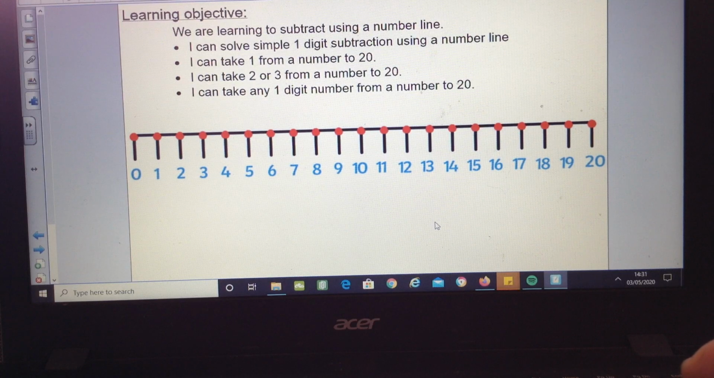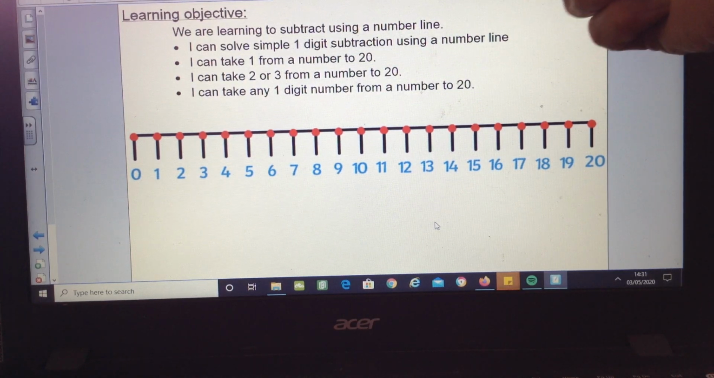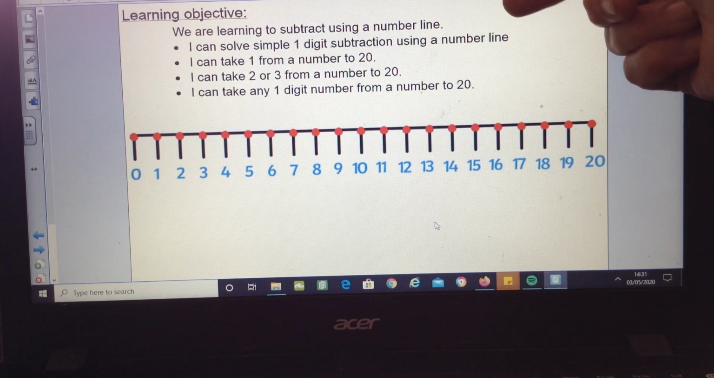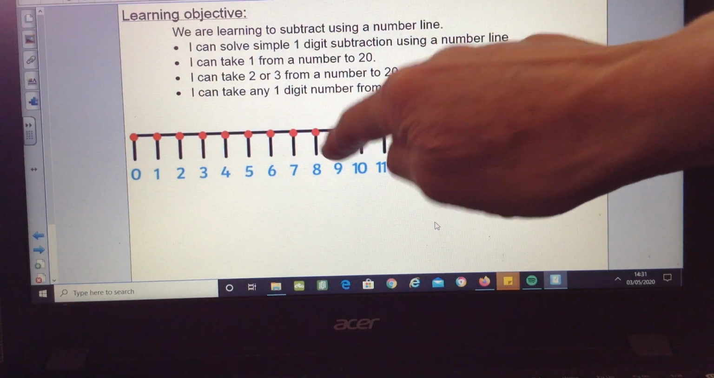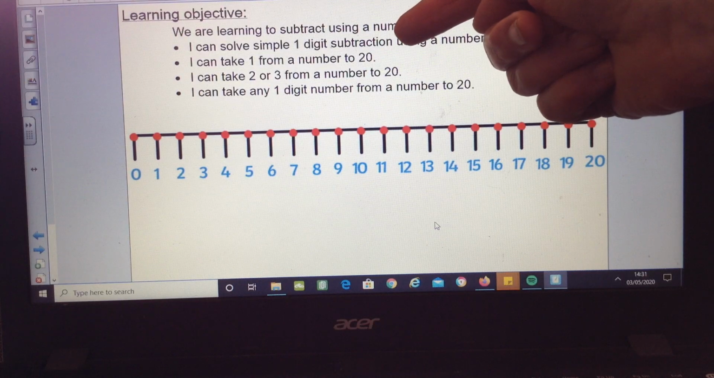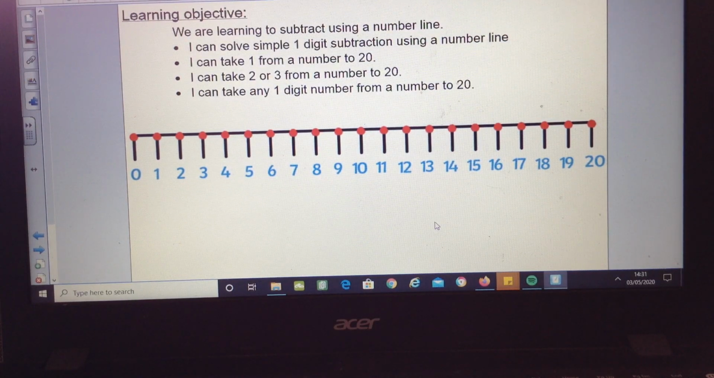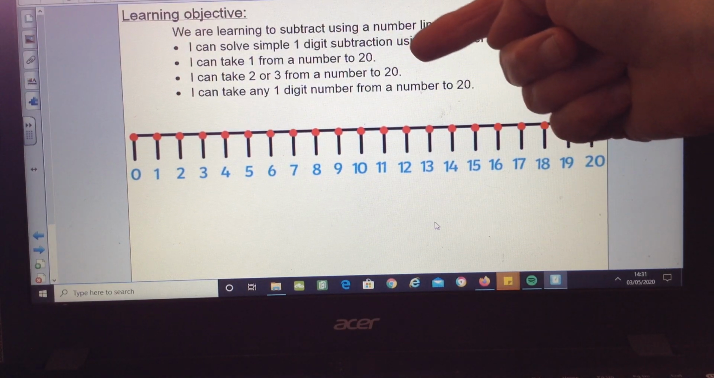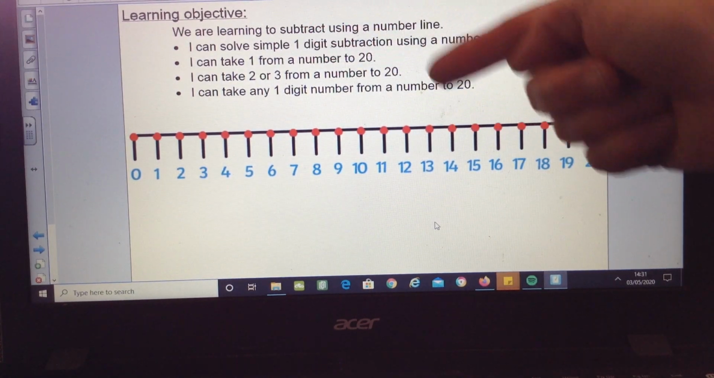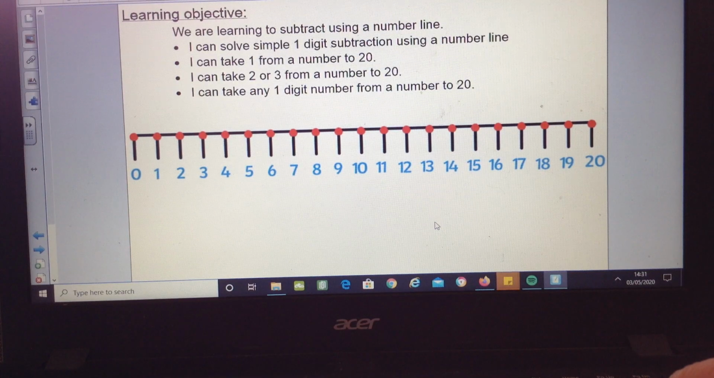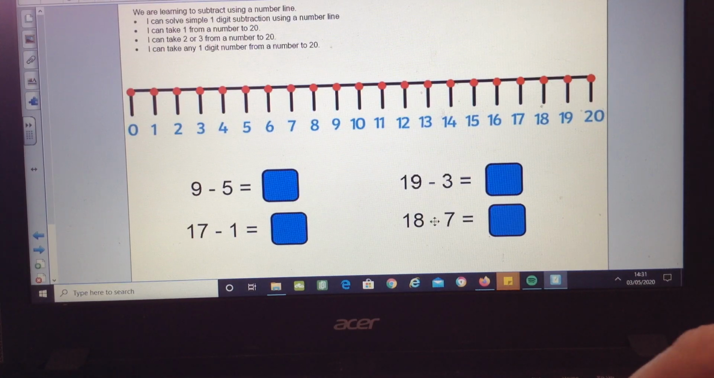So the learning objective is to subtract using a number line. First of all, starting off with simple 1-digit subtraction. So you're just using the area down here up to 9. Then you have to be able to take away 1 from a number up to 20. Then you have to be able to take away 2 or 3 from a number up to 20. And then you have to take any 1-digit number from a number up to 20. So let's have a look and see what that looks like.